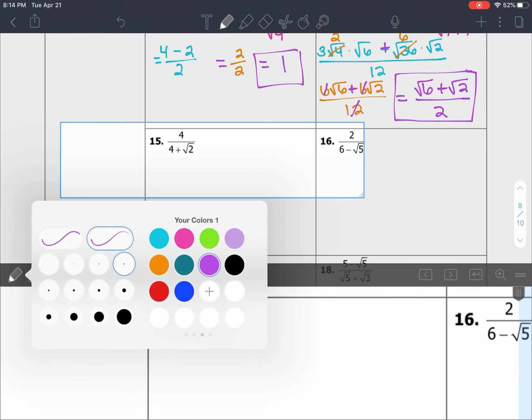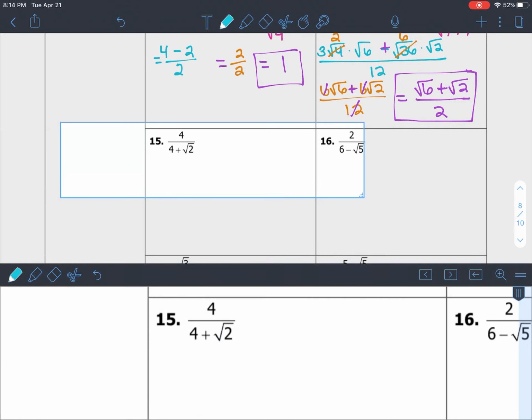All right, let's move on to things that have a binomial denominator. So binomial denominator, we said that we needed to use the conjugate. So the conjugate is, instead of it being a plus in the middle, we make it a minus. If it's a minus in the middle, we make it a plus. So here, I have 4 plus the square root of 2 on the bottom. So when I multiply, I'm going to multiply by 4 minus the square root of 2 on both the top and the bottom.